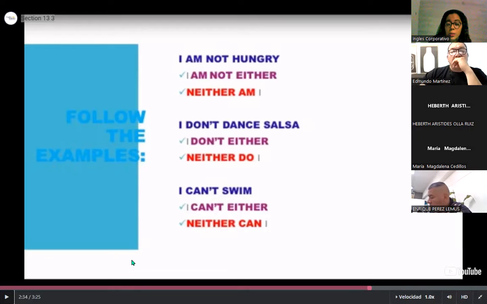¿Será correcto? Is it going to be correct? It would be correct if I say, I don't either. No, because in this case, the verb is can. The verb is can. I can either. So neither can I. That is the same. Teacher, if I answer with one of them, it's correct. If I decide to use either or neither, yes.